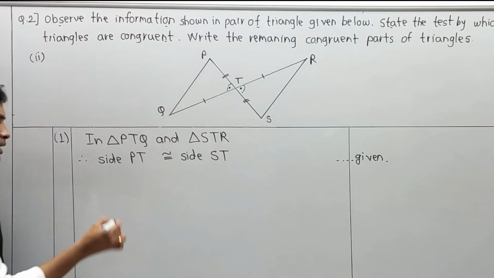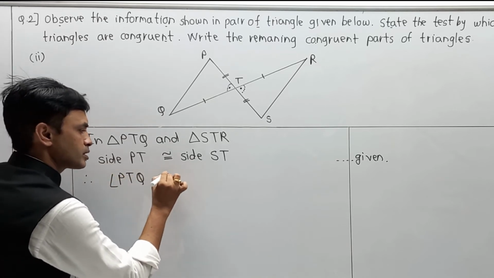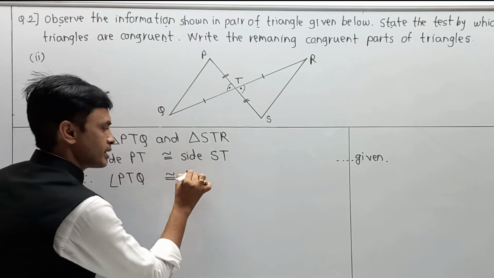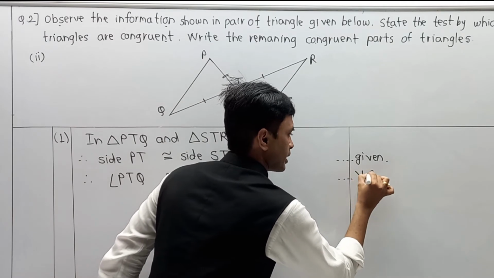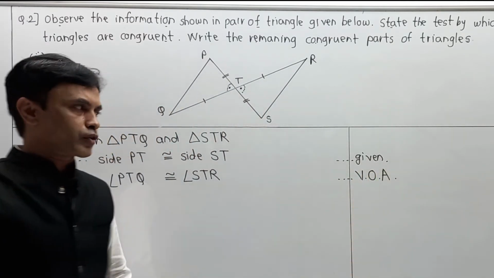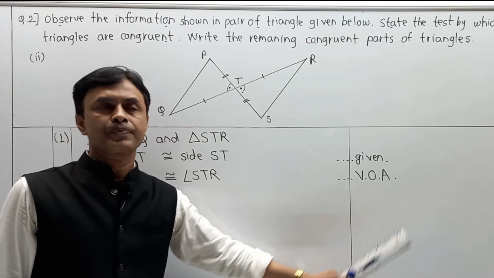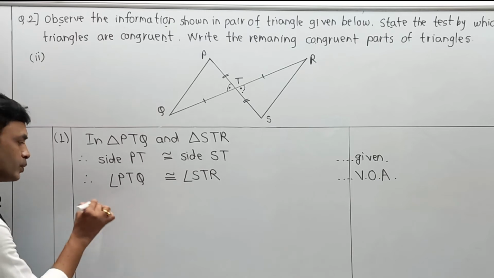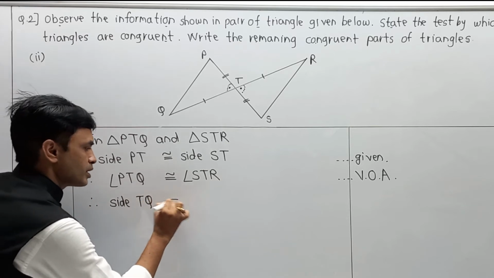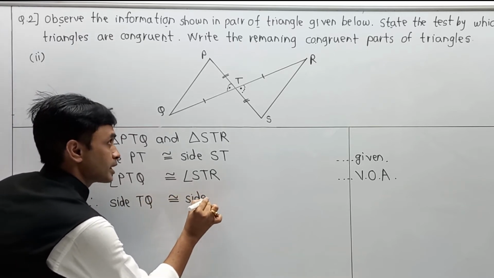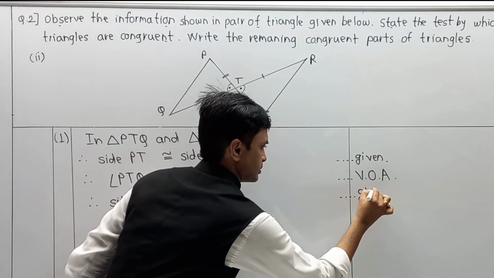Next, angle PTQ is congruent to angle STR. Reason: vertically opposite angle. Again it is a short form. You can totally write it as a vertically opposite angle, or in short form VOA. Third, side TQ is congruent to side TR. They have given, so I am going to write it as given.